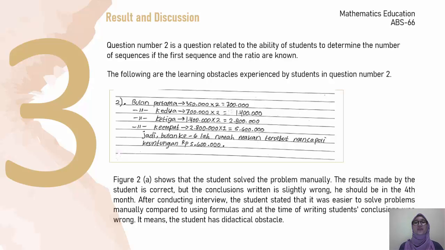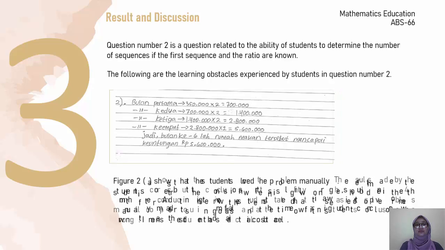After conducting interview, the student said that it was easier to solve problem manually compared to using formulas, and at the time of writing, the student's conclusion was wrong. It means the student has didactical obstacle.